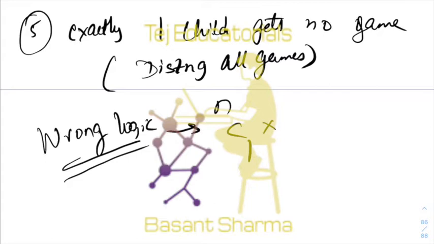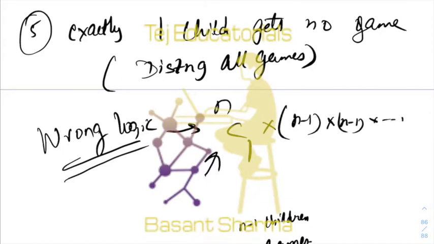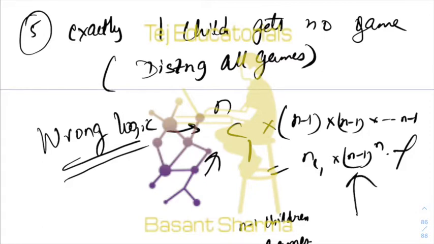All right, what I'm saying is, now you select one child who will not be given any game, so remaining n minus 1 children are there, and you want to distribute n games amongst these n minus 1 children. Okay, and that can be done without restriction in n minus 1 into n minus 1 into n minus 1, which is nC1 into n minus 1 to the power n. This is wrong because you see this includes the case when children other than this selected child get no games, but the question says that exactly one child gets no game. Okay, the question is saying that exactly one child gets no game.